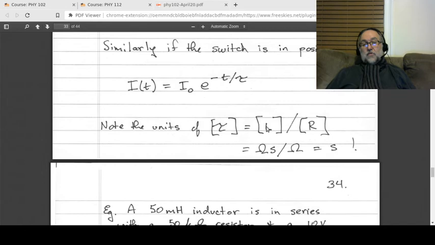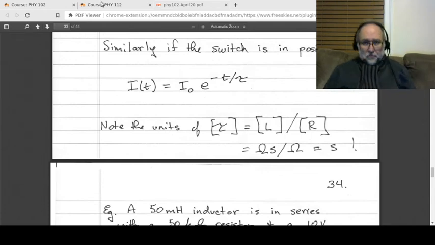So here, the units of tau have to be the units of inductance divided by the units of resistance. And remember, I said probably the best way to think of a Henry is as an ohm second. So you have ohm seconds on top divided by ohms. The ohms cancel out and you're left with seconds, and that's what you expected.